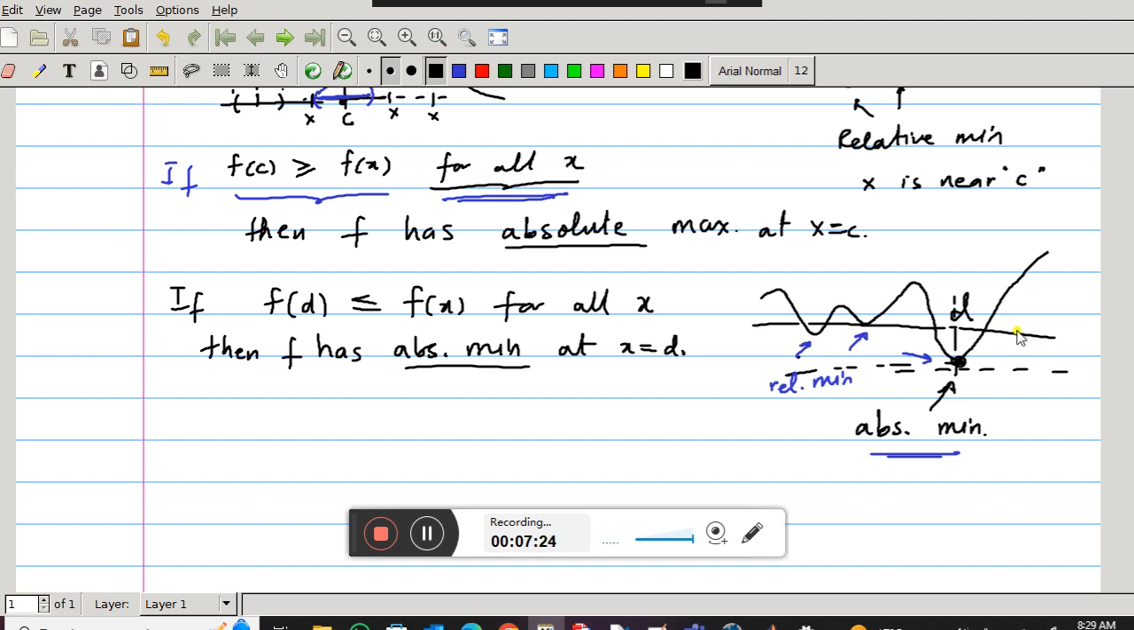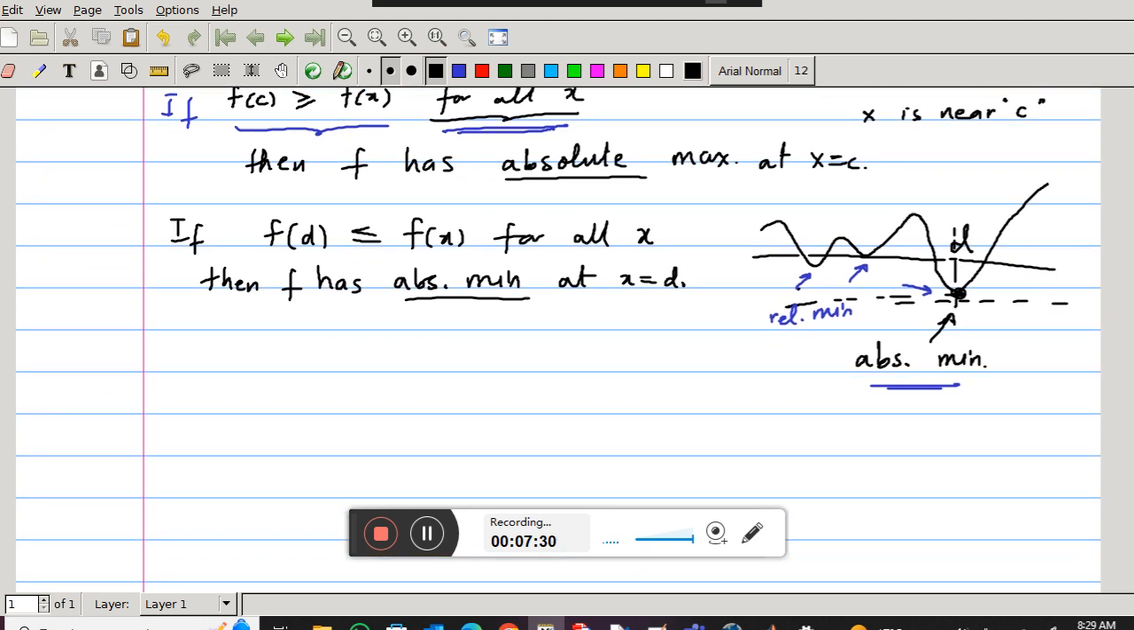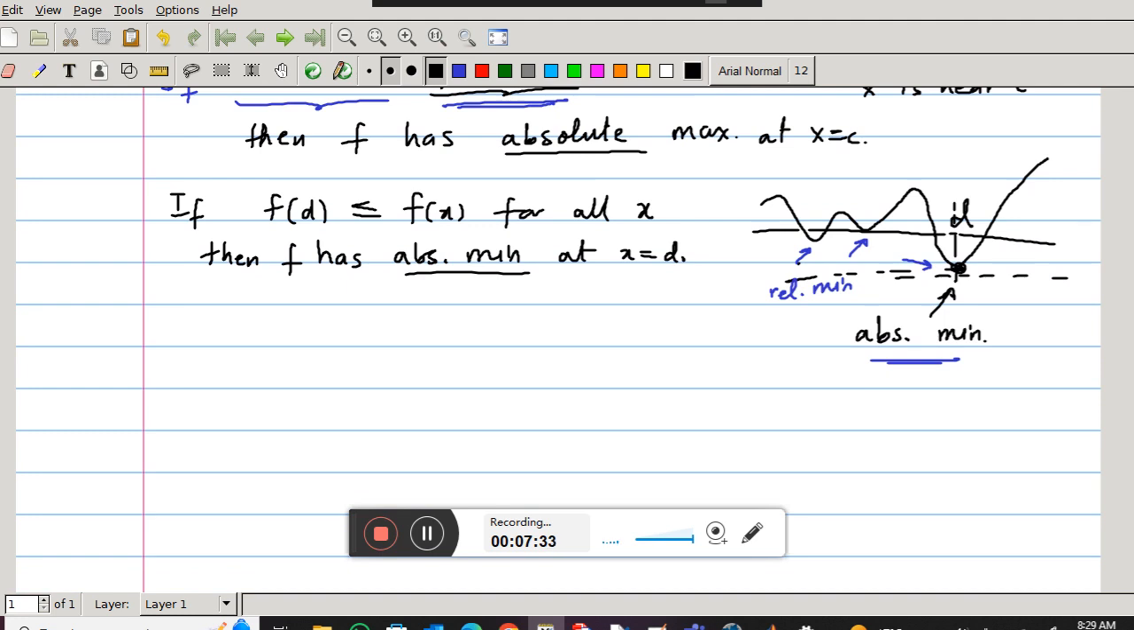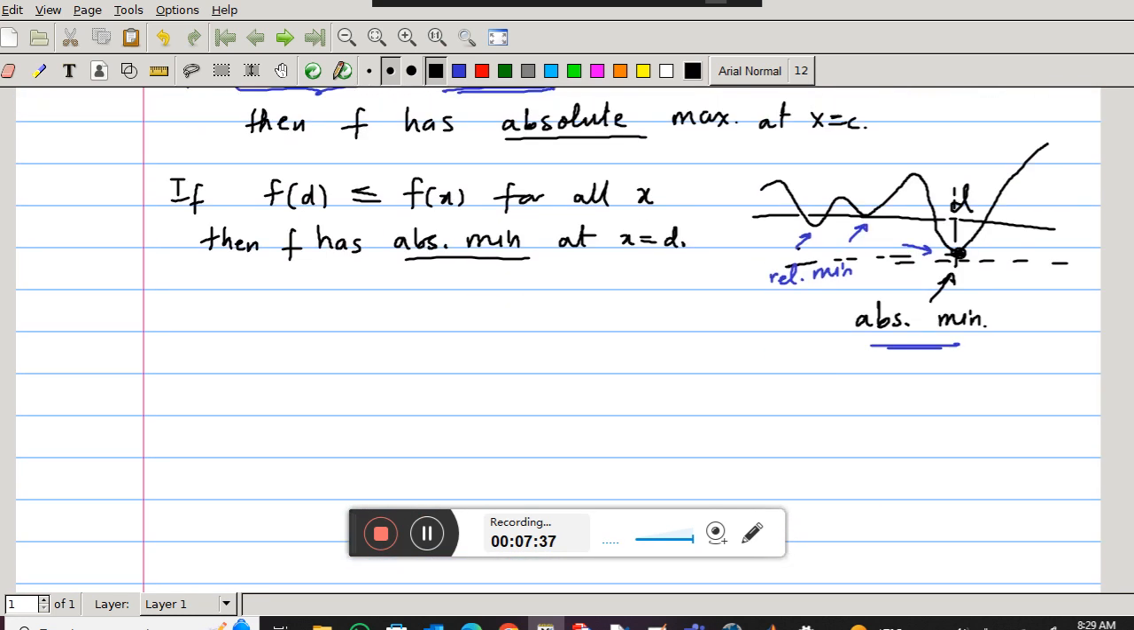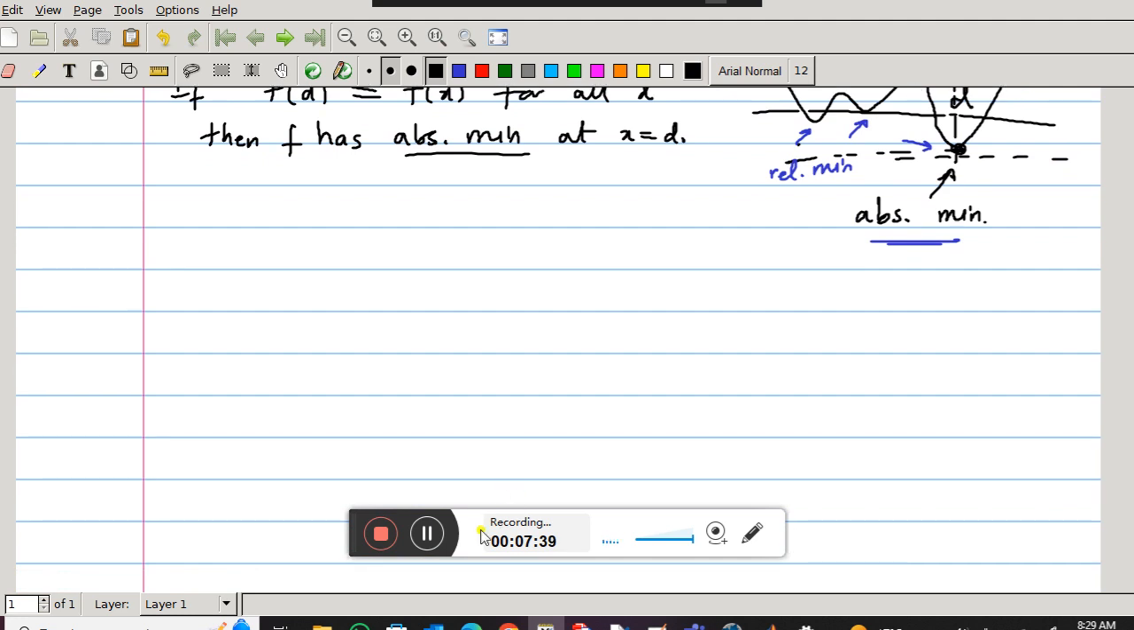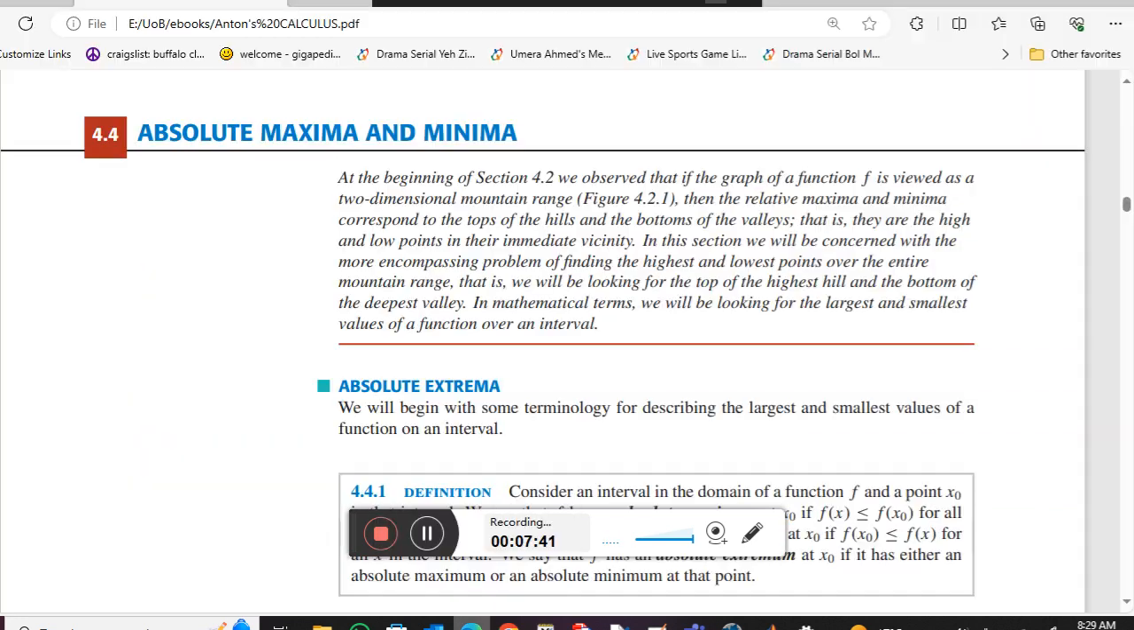But as far as the country is concerned, people will not listen to him. They will listen to the highest power, who is the king. So absolute maximum is the king, right? Relative maximum are these small people. So there are many ways to find maximum and minimum.